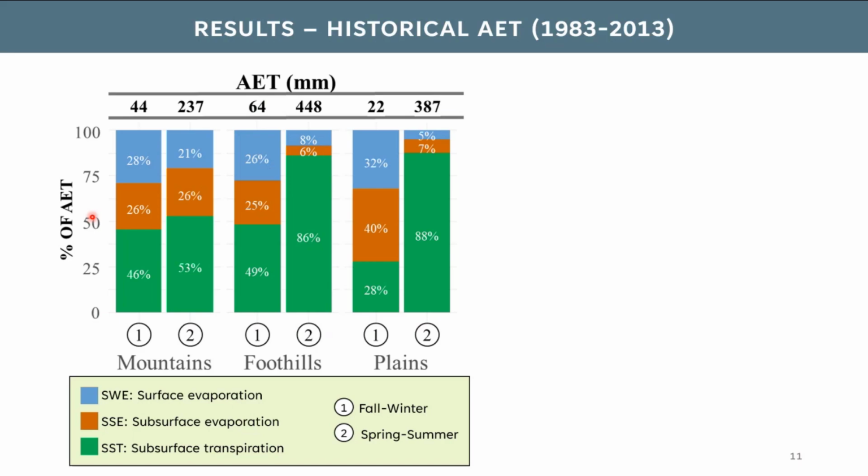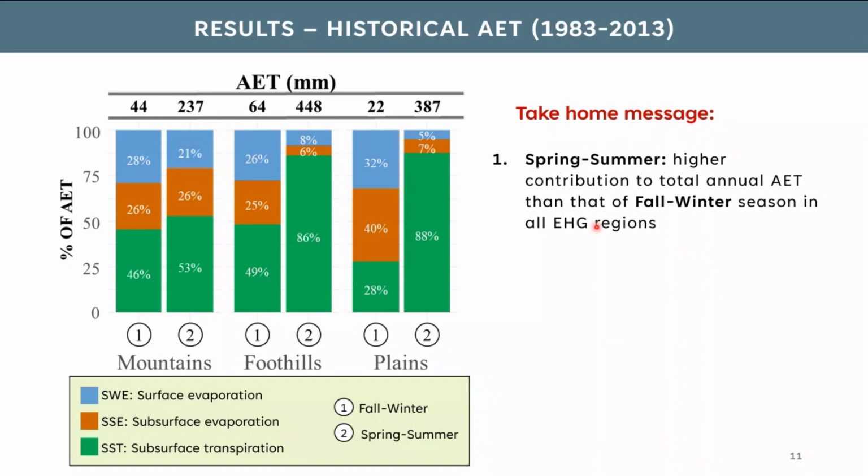But now to better understand the annual total actual evapotranspiration, we have this graph grouped by season and region. So on the bottom of the graph, we have the regions and seasons. Season 1 represents fall and winter, and season 2 represents spring and summer. On top of the graph, we have the corresponding total actual evapotranspiration in millimeters, and the y-axis represents the percentage of actual evapotranspiration. And the color represents the share of the component of the actual evapotranspiration. So the green one is the subsurface transpiration, the brown one is the subsurface evaporation, and the blue one is the surface water evaporation.